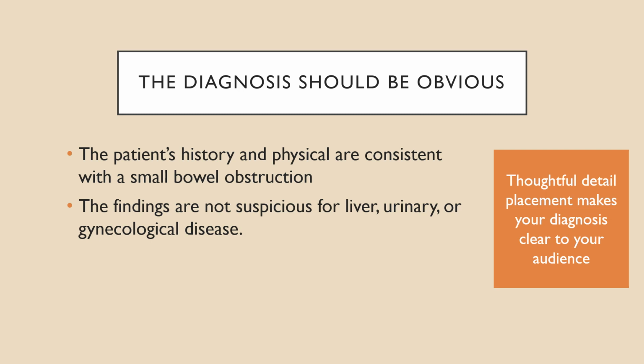Finally, the diagnosis. At this point, it should be pretty obvious. So, the patient's history and physical are consistent with a small bowel obstruction. The findings are not suspicious for liver, urinary, or gynecological disease. Note here that the thoughtful placement of the detail makes your diagnosis clear to your audience. If you place the details correctly, the diagnosis should be pretty obvious.